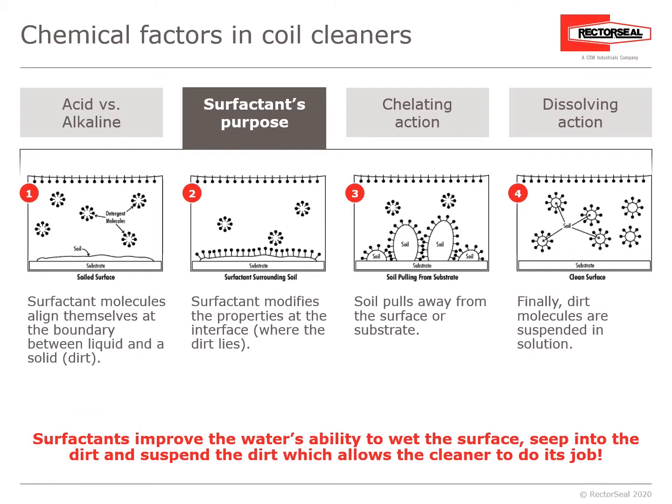The second chemical factor in coil cleaners is the purpose of a surfactant. Surfactant molecules align themselves at the boundary between a liquid and the solid or dirt. Surfactant modifies the properties at the interface where the dirt lies. In the third component, the soil pulls away from the surface or substrate. And in the fourth stage, we see dirt molecules are suspended in solution. Surfactants improve the water's ability to wet the surface, seep into the dirt, and suspend the dirt, which allows the cleaner to do its job.